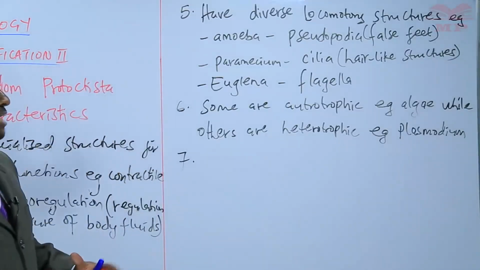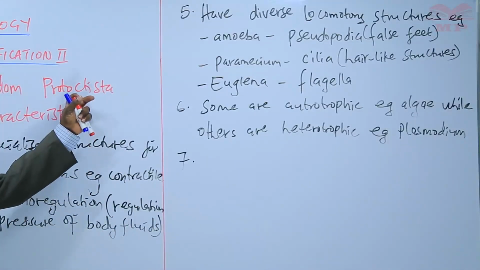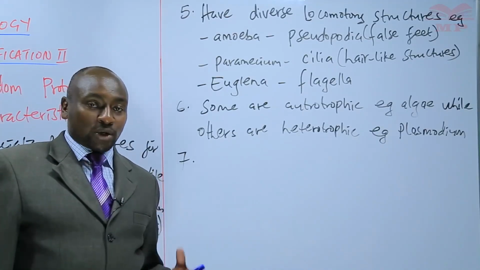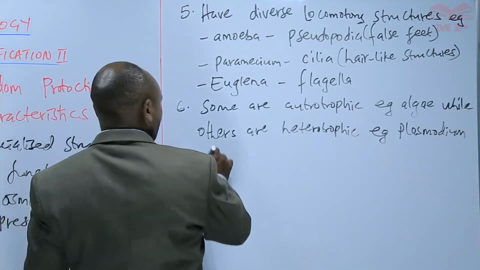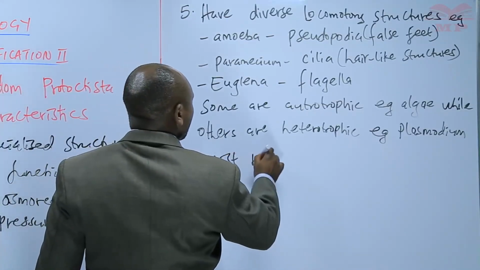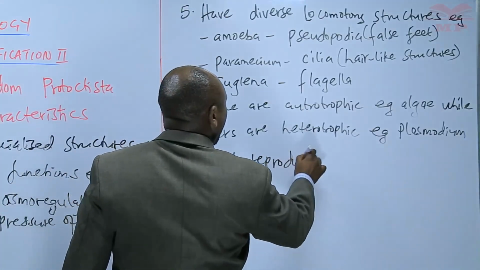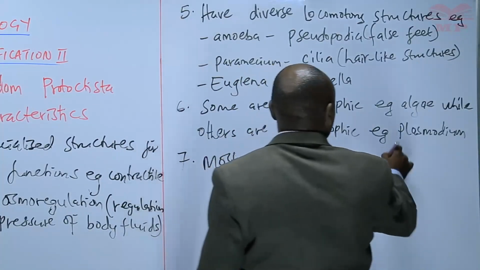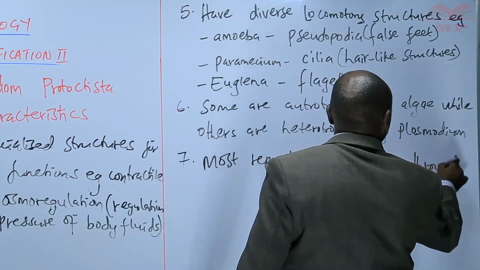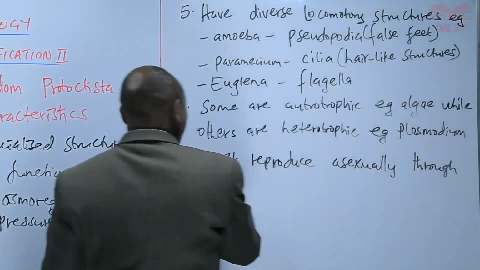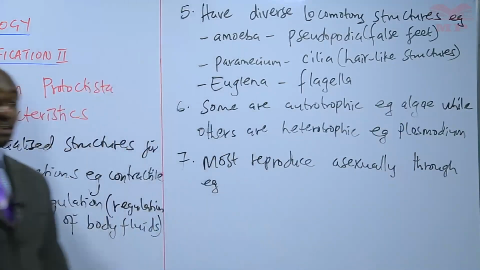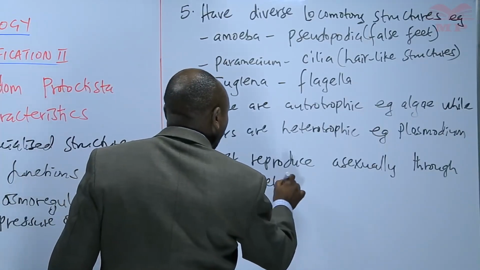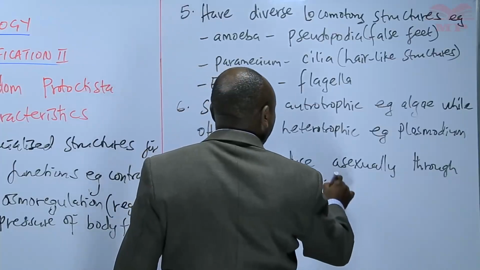And then we have number 7 in terms of the mode of reproduction. How do the members of kingdom Protoctista reproduce? They reproduce asexually. So we say that most reproduce asexually. We also have a number of processes of asexual reproduction, e.g. the amoeba reproduces by binary fission.